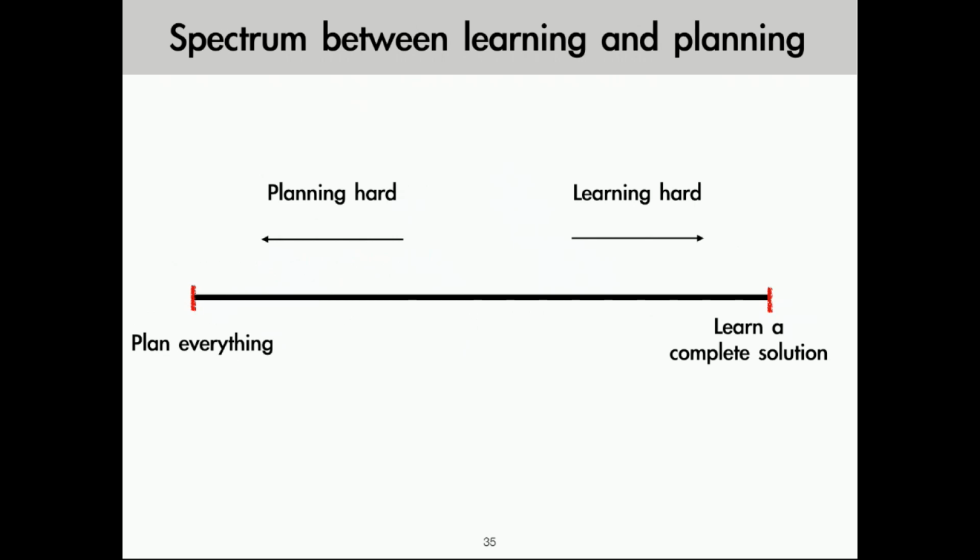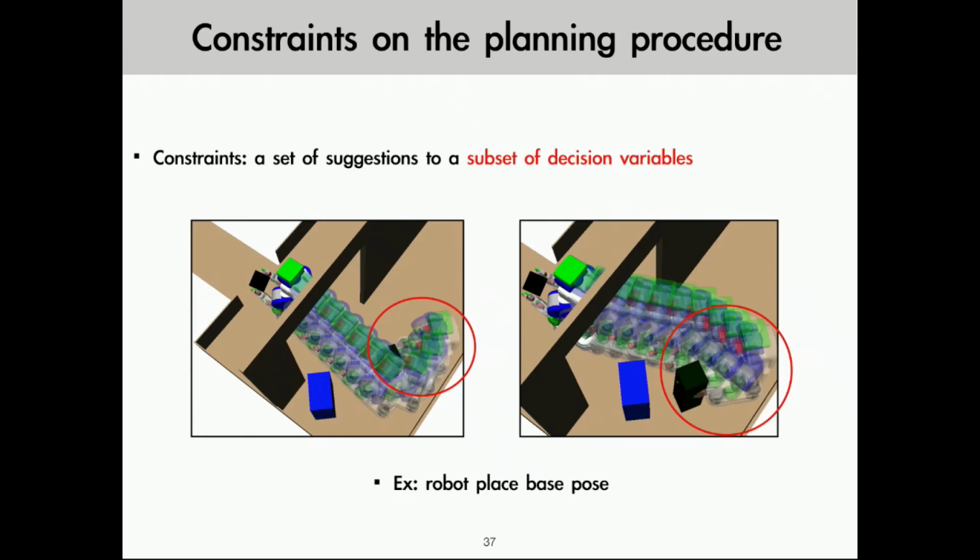So now we can think about a spectrum between a complete learning and complete planning approach. A complete planning approach is difficult because we have this complex search space. Learning a complete solution, such as a policy, is difficult because we need a lot of data. So what I try to do in my research is to sit in the middle and learn to guide planning by predicting constraints that guide the planning procedure. And by constraints, I mean a set of suggestions to a subset of decision variables.